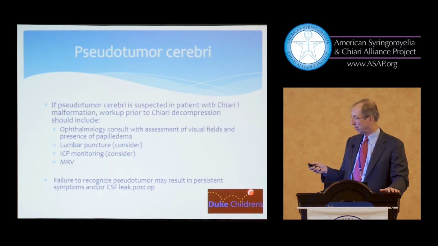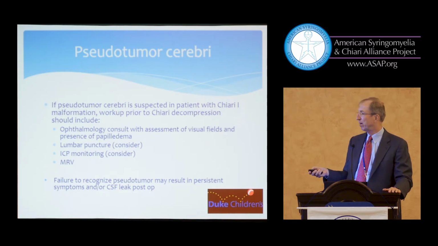Also, as part of the MRI scans in somebody we suspect has this, we do an MR venogram to see what the sinuses look like. Failure to recognize this, just like in hydrocephalus, may result in persistent symptoms post-op and/or CSF leaks.